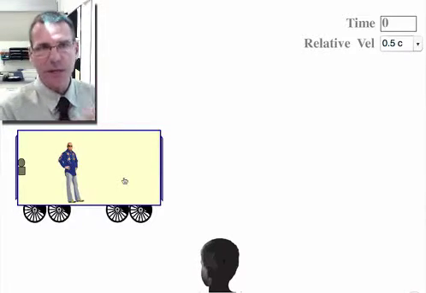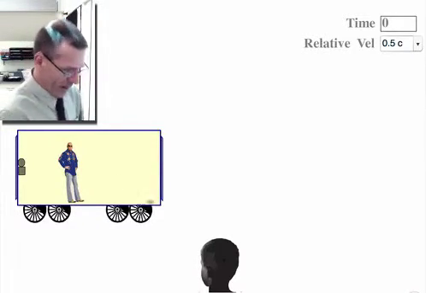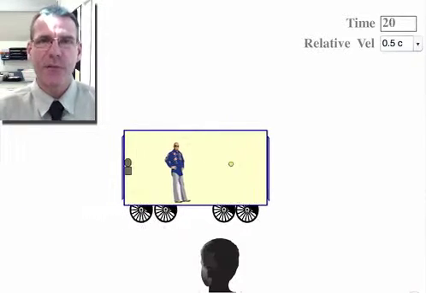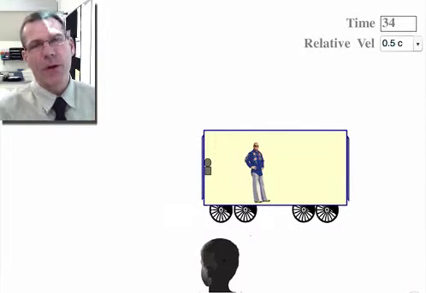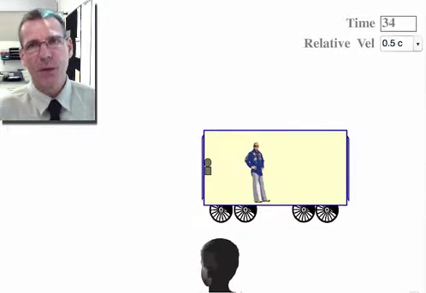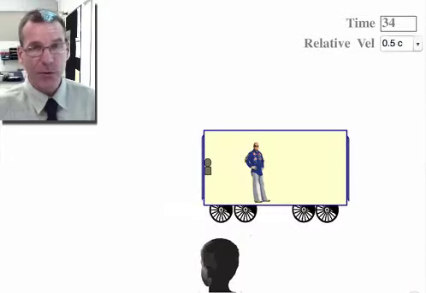It's getting squished down in the direction of motion of travel, and let's have a look at how that plays out. The front of the carriage is running away from the light pulse, but because it's not so far away now, the light pulse is able to get back in our 34 time intervals. So everybody agrees. Isn't that weird?